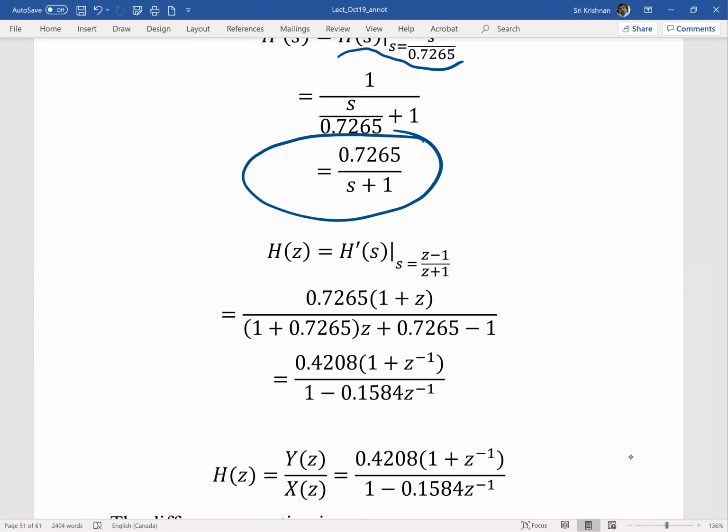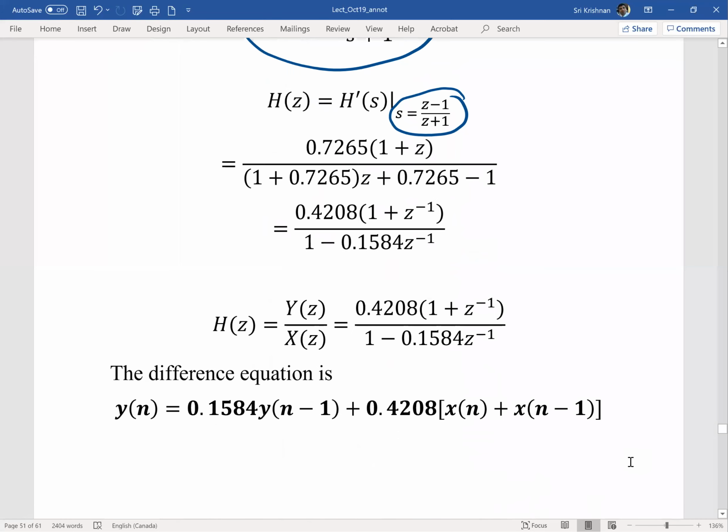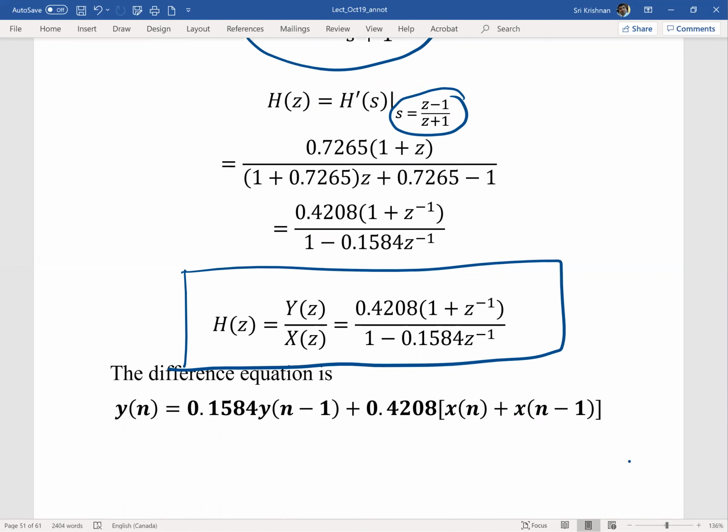Now, in that new H(S), we substitute the bilinear Z transform expression. The bilinear Z transform expression is nothing but making your S equal to (Z minus 1) by (Z plus 1). And in fact, we even saw how to derive that before. So when we use this BZT formulation, it ends up in having an H of Z, which is given there. And we can always do some further simplifications.